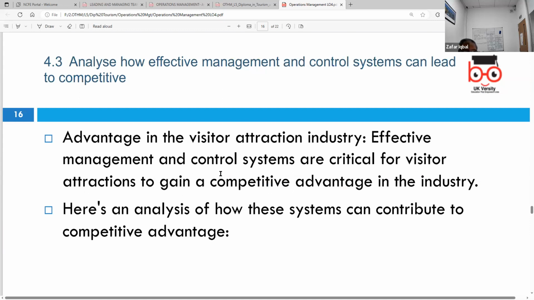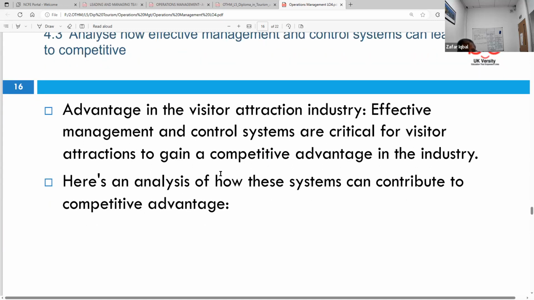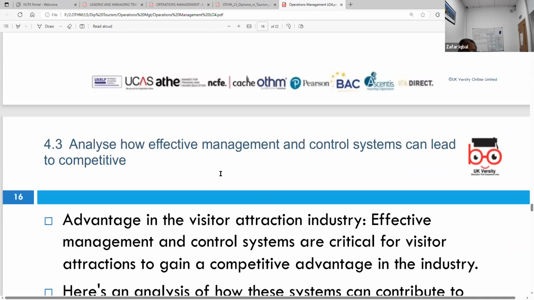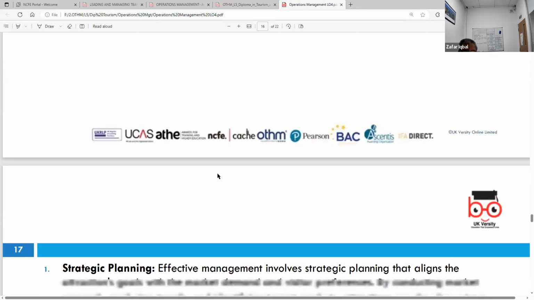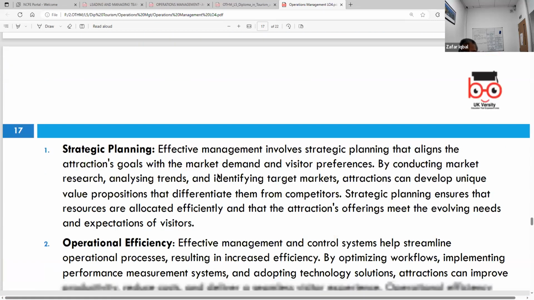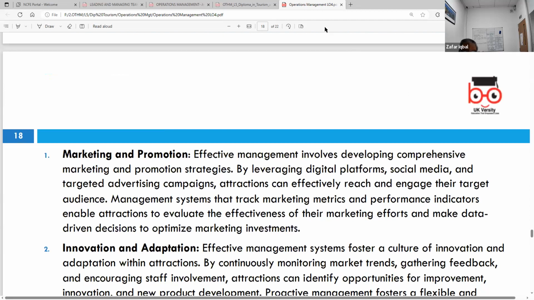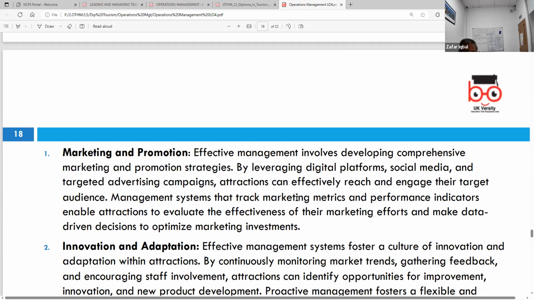So what we looked at today is 4.1, 4.2, 4.3. We looked at the system, and how we can make the system better, and make the place attractive for people to stay, to come in and enjoy. We looked at different aspects of attraction and attraction management.